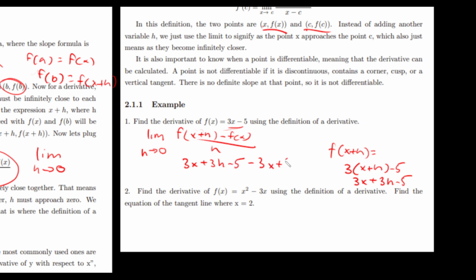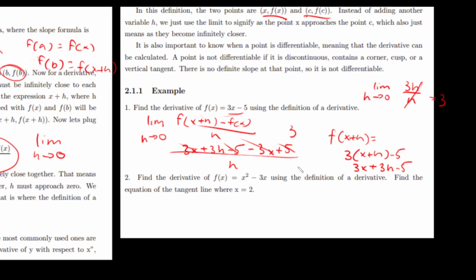Minus 3x plus 5 over h. Just draw a line straight through that over h. These cancel out. These cancel out. You get limit as h approaches 0 of 3h over h. Then you can just simplify these, and we're just going to write 3. The answer is 3. Cool.